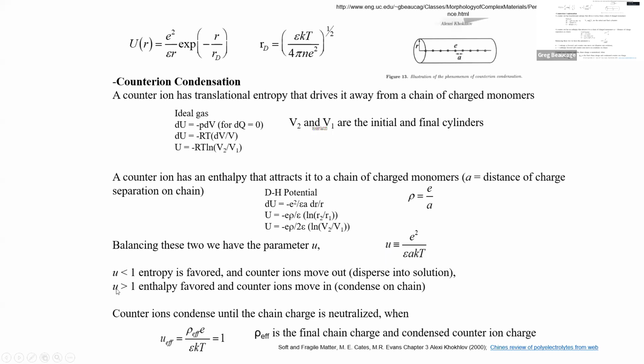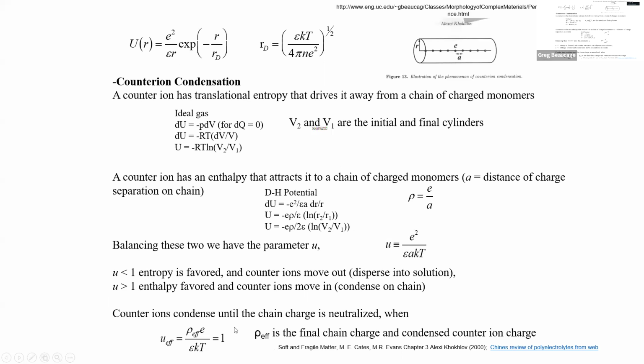So if this is smaller than 1, then you get dispersion. In other words, if kT is larger than the charge, you get dispersion of the counterions into the solution. And if it's bigger than 1, then you get condensation on the chain. So this U parameter becomes the parameter of importance to a polyelectrolyte.